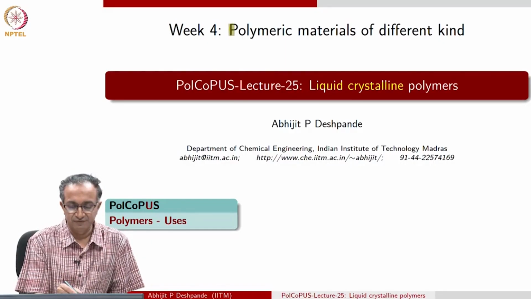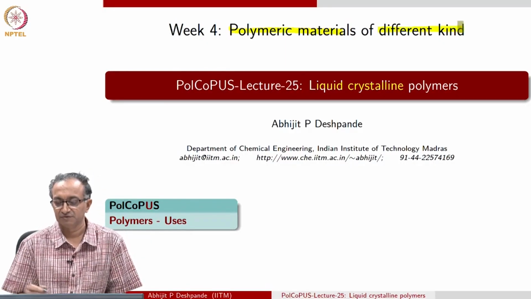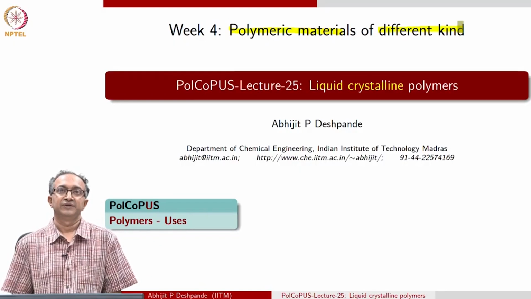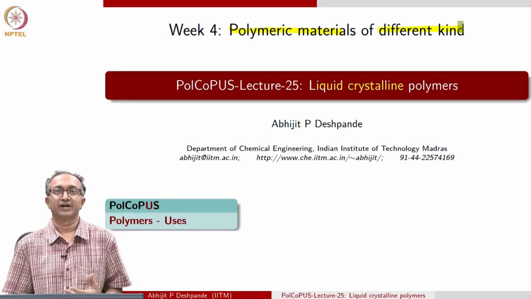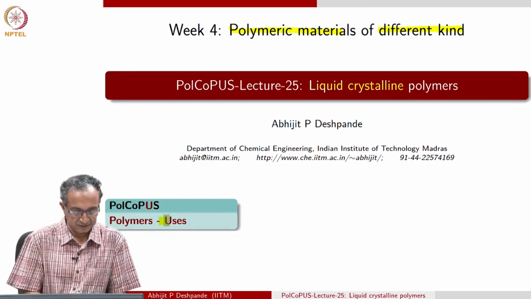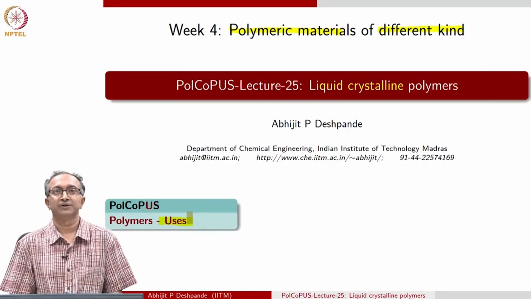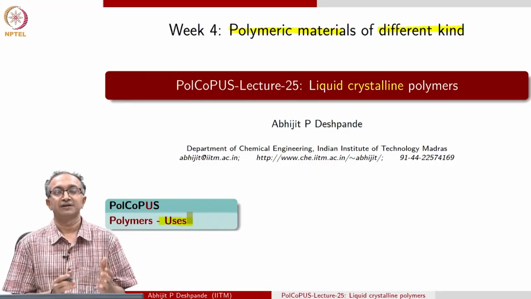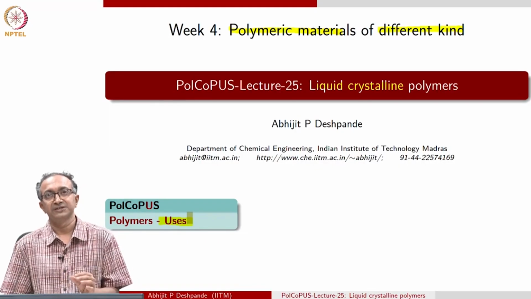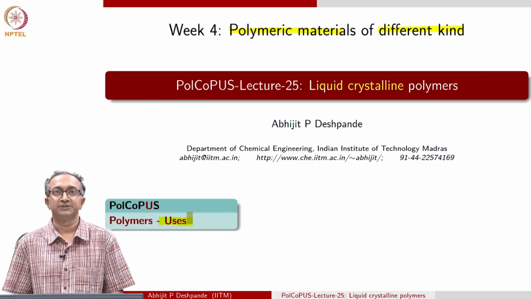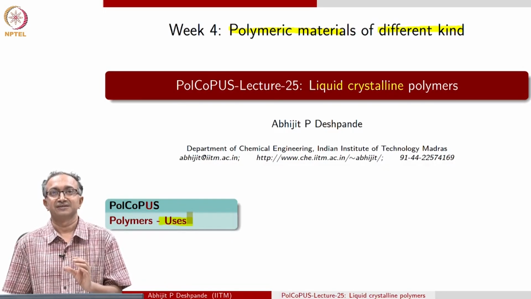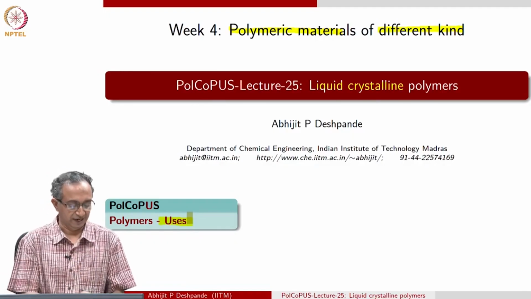Just to remind you that this week we are discussing polymer materials of different kinds. We will look at copolymers and blends and composites as we look at the use of polymeric material in all different applications. And so in this lecture also we will focus on some of the key uses of liquid crystalline polymers. These are materials which are used in small quantities compared to the overall polymer usage, but given the advantages they provide, they are used in niche applications.